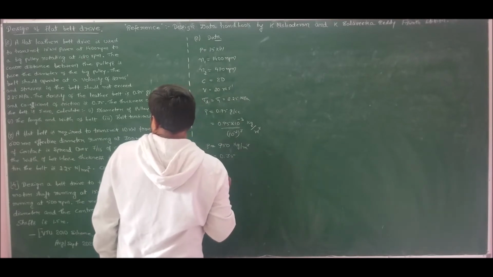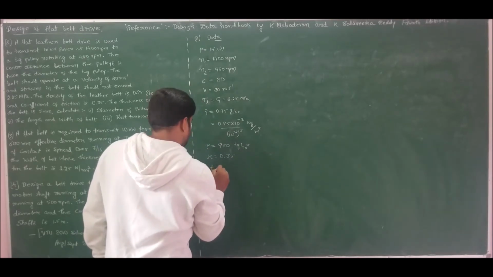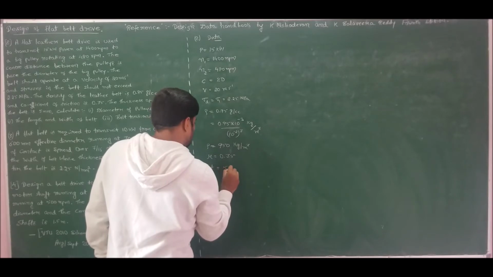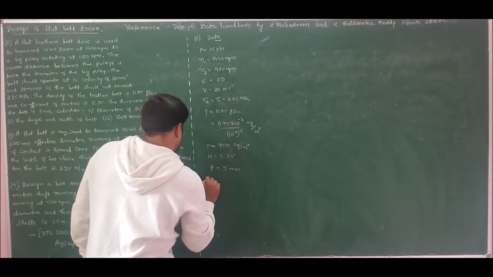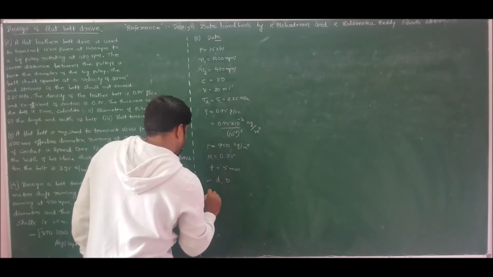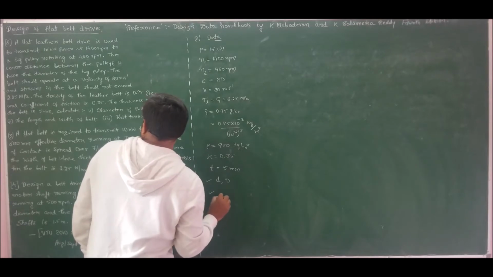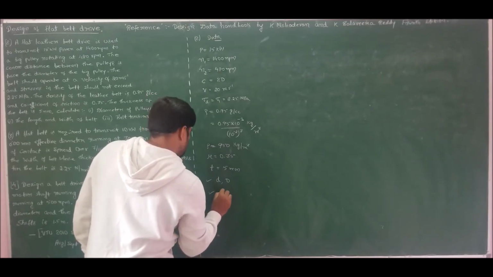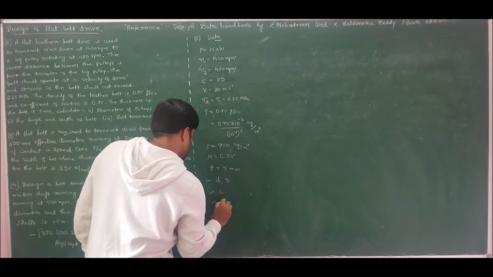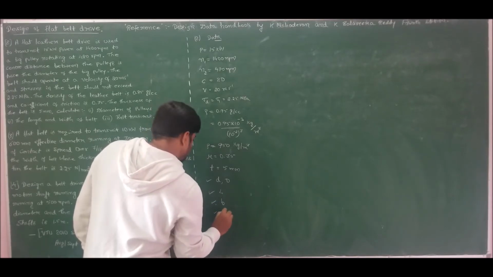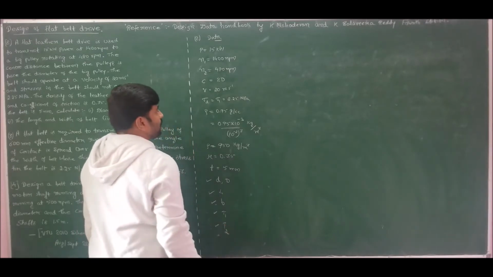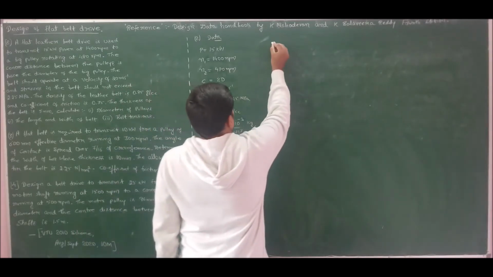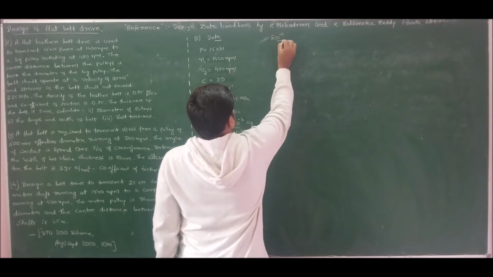The thickness of the belt is 5 millimeters. Very important, he has specified the thickness of the belt. So while calculating velocity, I should consider the thickness of the belt. He is asking to find the diameter of the smaller pulley and bigger pulley, length of the belt, width of the belt, and belt tensions, that is T1 and T2. Let us solve this problem.